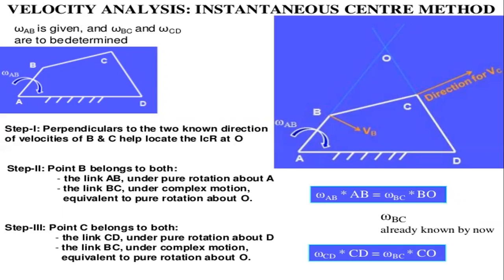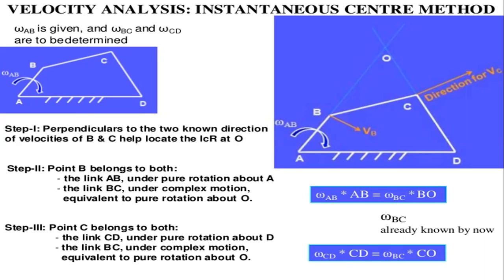So step one is to draw perpendiculars to the two known directions of velocities of B and C, which help to locate the instantaneous center for the rotation at O. So we are going to locate this instantaneous center at O position. So by extending AB and CD, we got the O position.